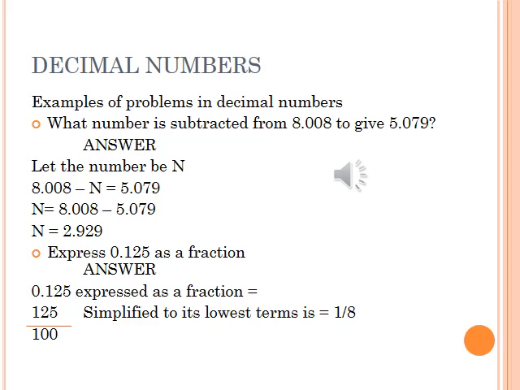2.929. Question 2. Express 0.125 as a fraction. Answer: 0.125 expressed as a fraction is equal to 125 divided by 100. Simplified to its lowest term is 1/8.